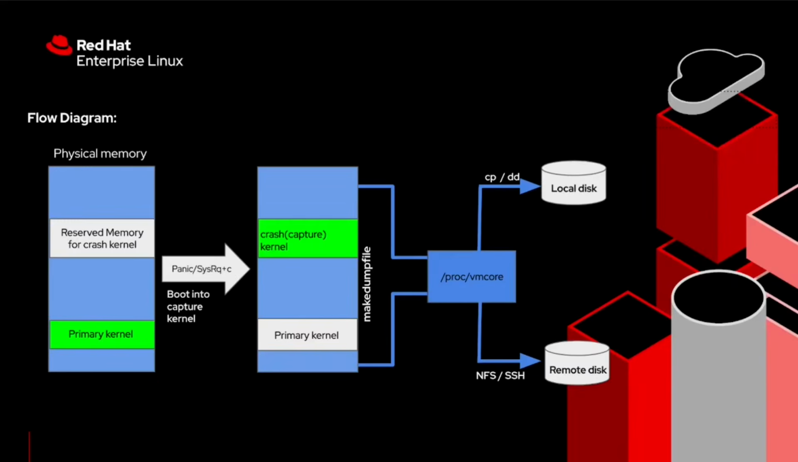Let's check the flow diagram. Initially, the system's physical memory is loaded with the primary kernel and a portion of memory is reserved for the crash kernel. When a system panic or a sysrq trigger occurs, the system boots into the preloaded crash kernel. Then the crash kernel saves the content of the primary kernel's memory into a file called a vmcore. This is done using makedumpfile. Finally, the vmcore file is saved to the designated target, which can be a local disk or a remote location via NFS or SSH.